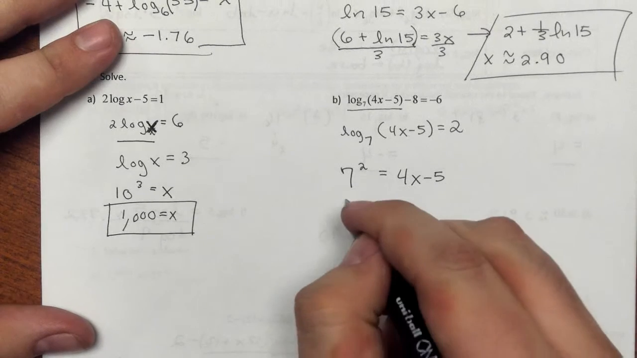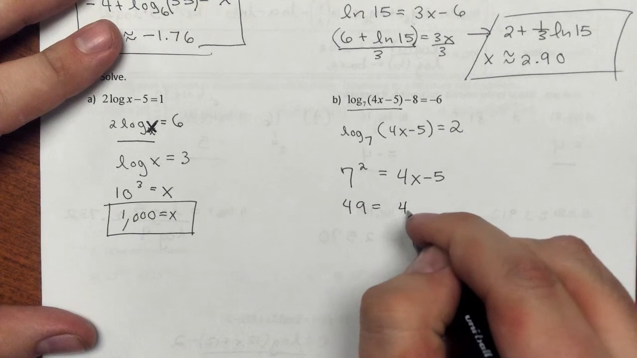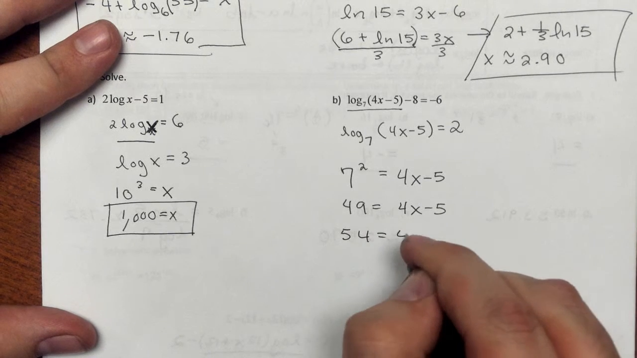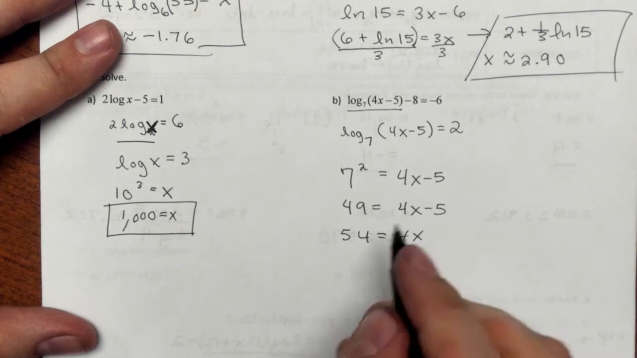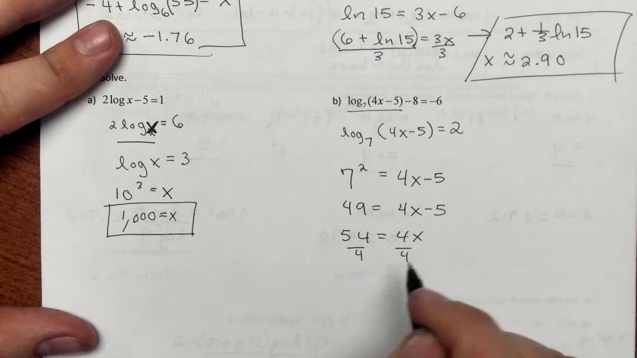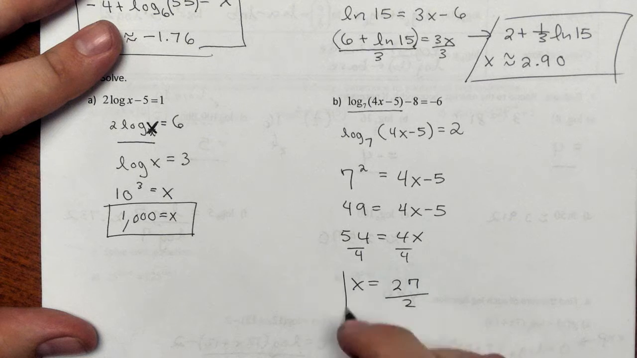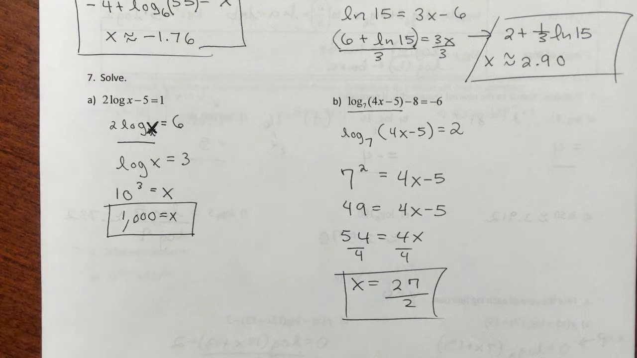7 squared is, of course, 49. If I add 5, I get 54. If I divide by 4, that makes x 27 halves. And that's it.